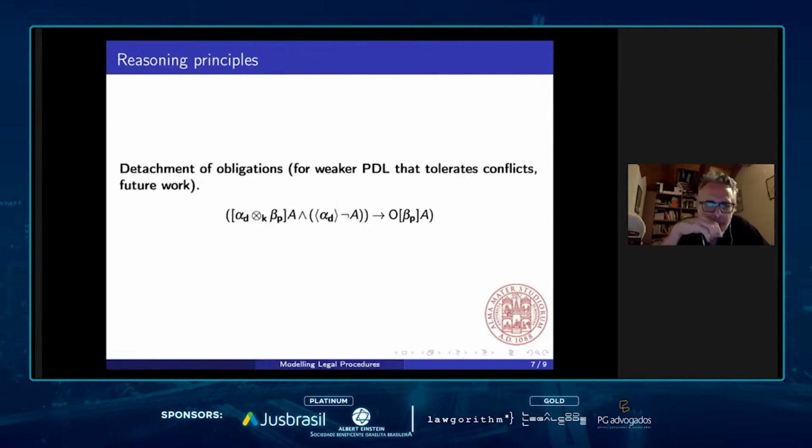The final principle, and then I think I'm going to finish my presentation, is called detachment of obligation. This is meaningful only with a weaker version of the PDL, where you can tolerate conflicts. In fact, you may have that alpha is preferred over beta, and that produces A, but you know that there is one possible transition that leads to not A if the alpha is performed by the defendant, which means that we have a conflict, but you can detach that the other option beta is obligatory. So at the end of the day, you have a way of deriving the obligation, provided that you have a sequence of preferences of the court.